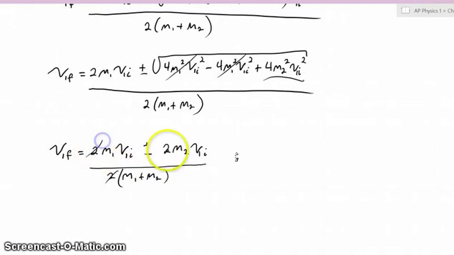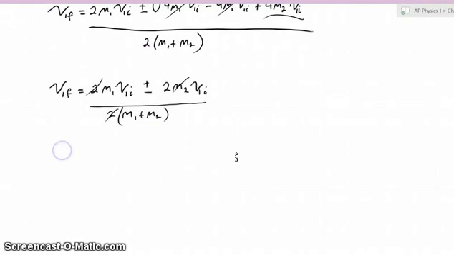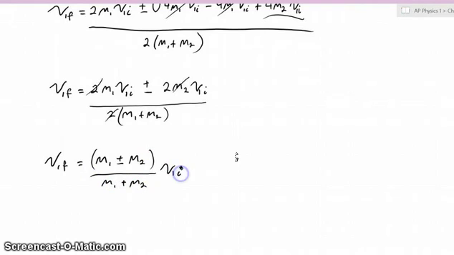So all the 2's are going to cancel out, and we're going to be left with our expression, which is m1 plus or minus m2 over m1 plus m2 equals v1 final over v1 initial. Now the quadratic formula gave us two answers resulting from this plus or minus sign. One of those answers is not physically relevant for this situation.